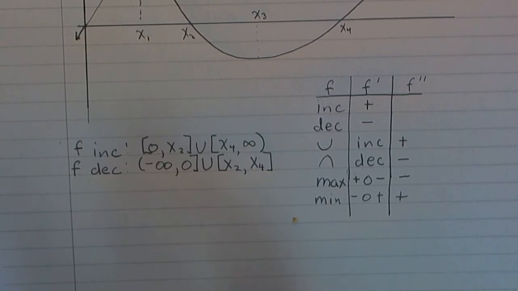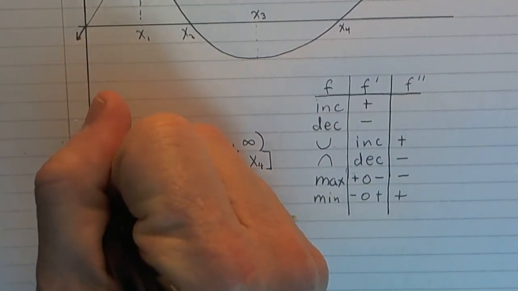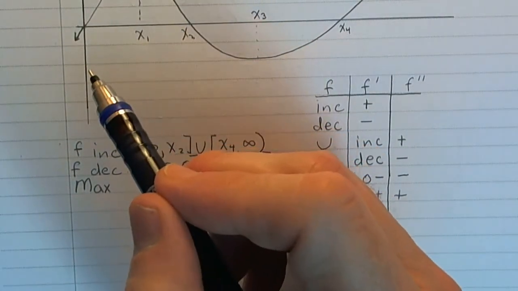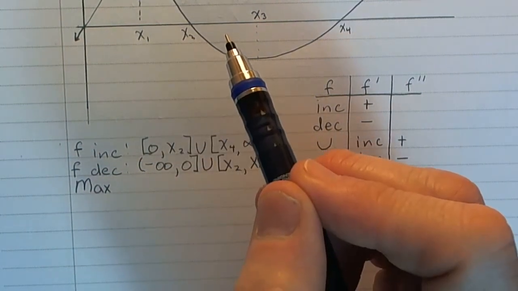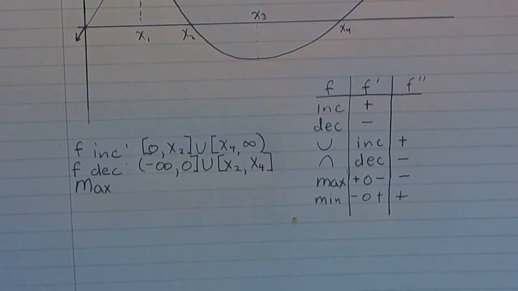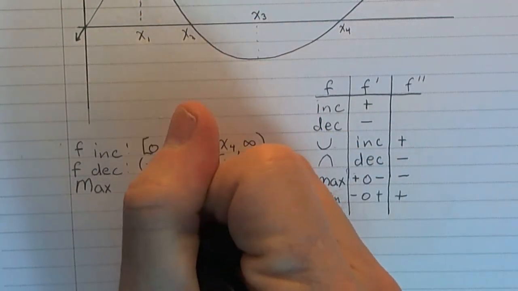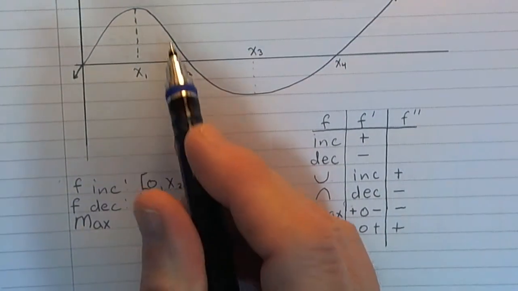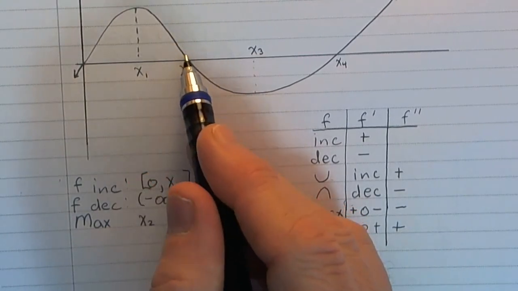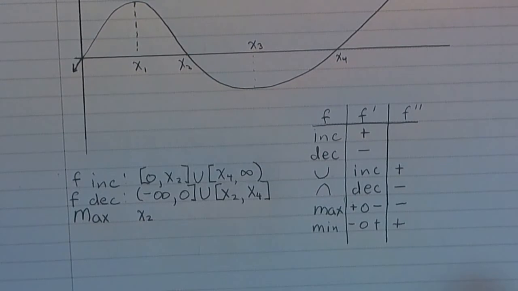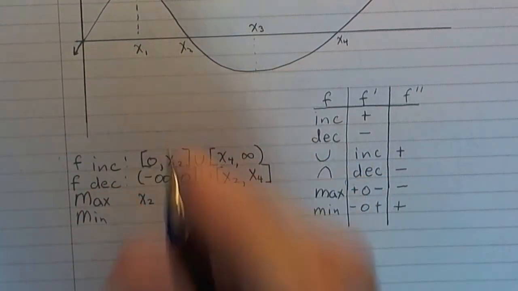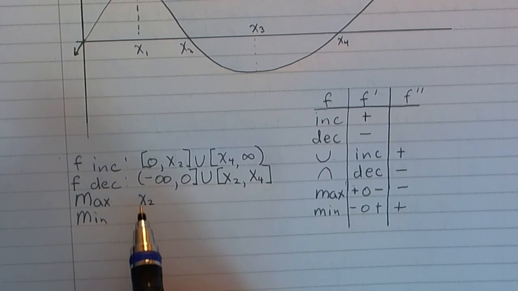Now, where does a max occur? Well, a max is going to occur when we go from increasing to decreasing. In other words, when our first derivative is above the axis and then shifts down to below the axis. Well, that's going to happen at x sub 2, right? Notice we're above, the first derivative is positive, then the first derivative is negative. So we go from a positive first derivative to a negative first derivative. Now, realize that x sub 2 is not the actual max. It's where the max occurs.